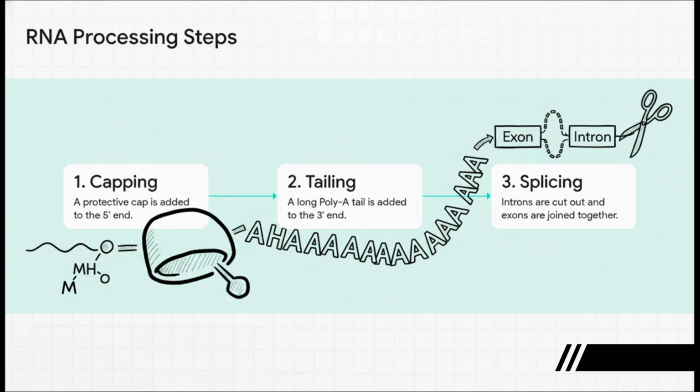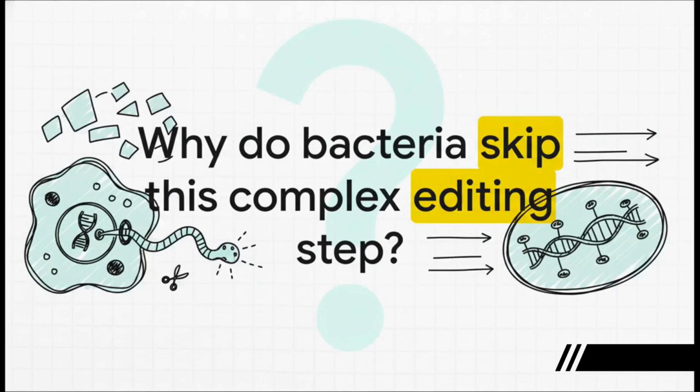Simple as that. All right, here's a question to get you thinking conceptually, just like the CUET exam will force you to. Pause for a second and really think about it. Why do complex cells like ours have this whole complicated editing process, while simple bacteria just don't? Well, the answer is all about their cell structure. Bacteria don't have a nucleus. For them, transcription and the next step, translation, are happening at the same time in the same place. There's literally no time or space for all this editing. It's all about speed and efficiency for them.